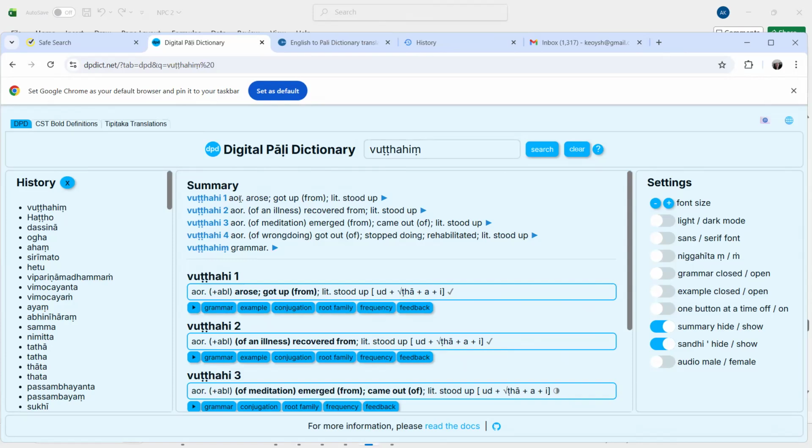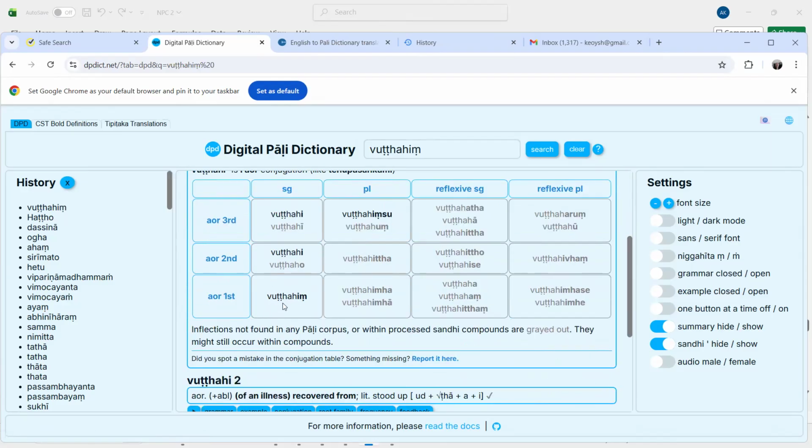Can you see? This is AOR, that means I arose, got up. So what we do is "arose". We take from here. Can you see? I stood up. Like if you sit, then you get up, you say I arose. So this is the one. All right, okay, now we got it.